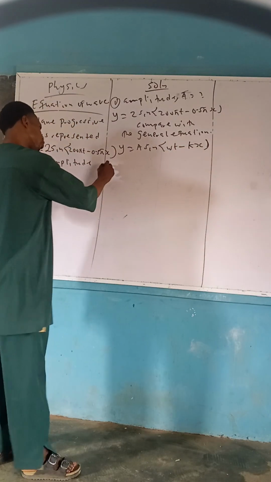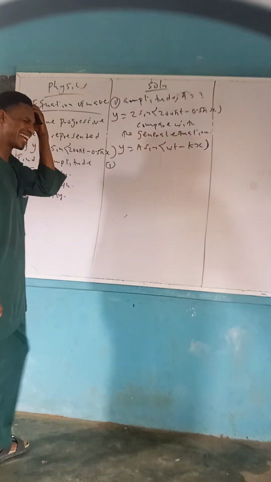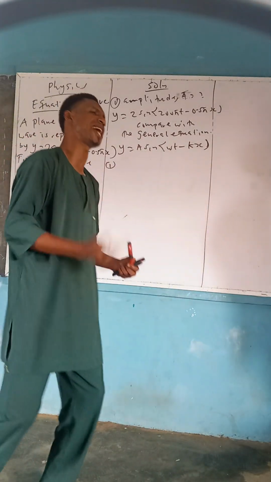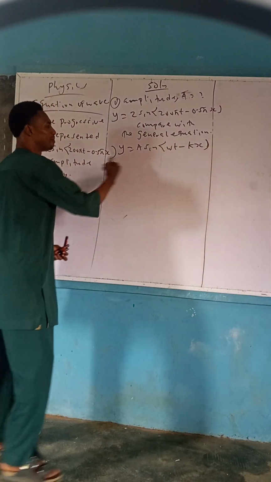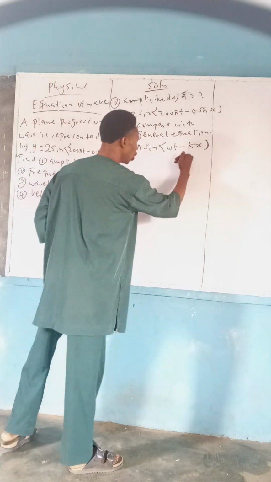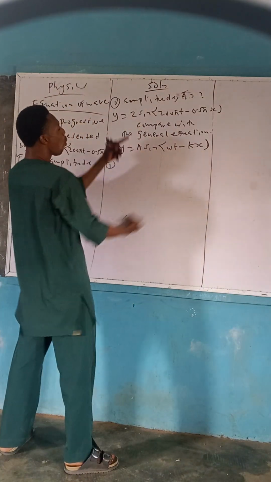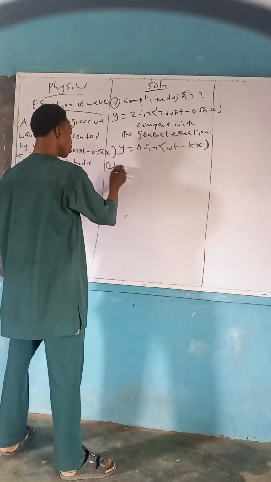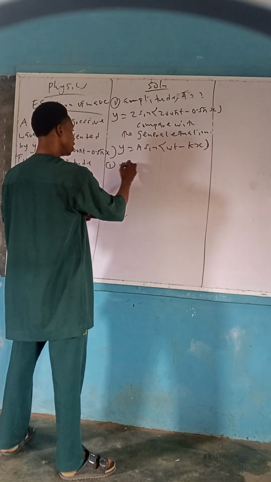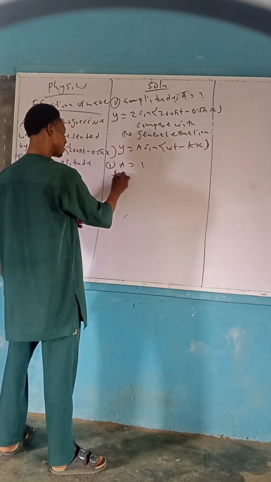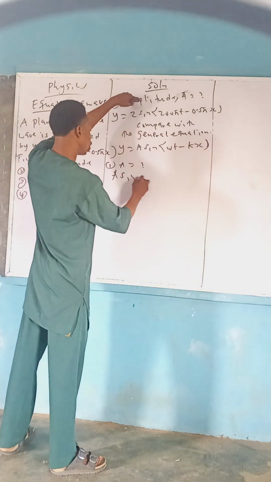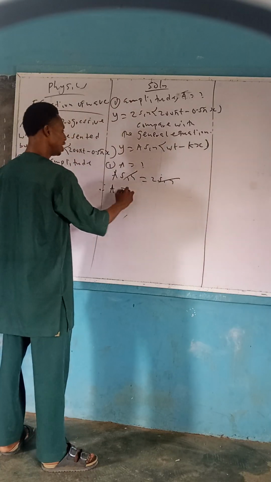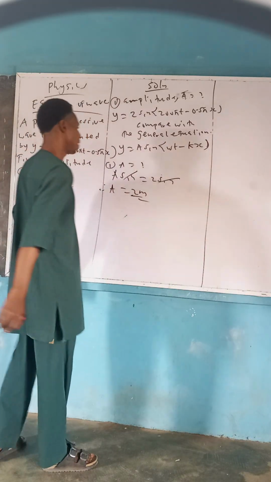The first thing I'm going to calculate is amplitude. How can I get amplitude? Please don't forget, amplitude is always attached to sine. I check my general equation and my given equation. The amplitude in the given equation is 2. So A sin equals 2 sin, sine cancels sine, therefore my A equals 2 meters. As simple as ABC.